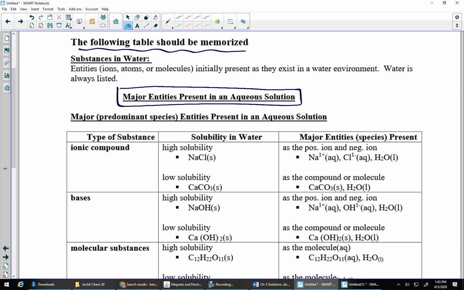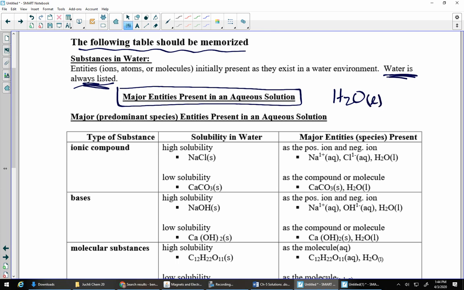Entities are the substances, or what we'd actually see, the parties that are involved in this aqueous solution. So what exactly is in that aqueous solution? We can go through and look at this. One thing that I'm pretty sure is listed somewhere up here. Yes, here it is. When we're talking about our major entities, if it's an aqueous solution, it's always water. So always include H2O as one of the major entities for an aqueous solution.